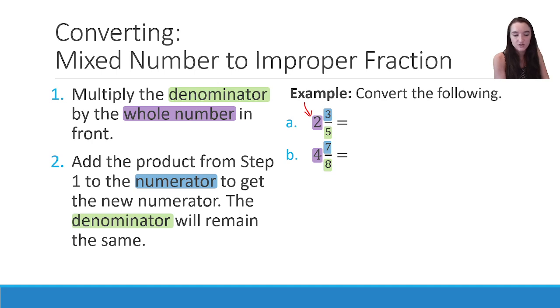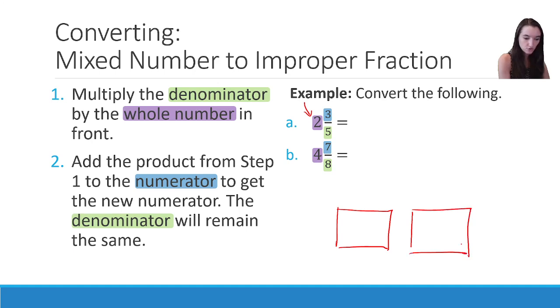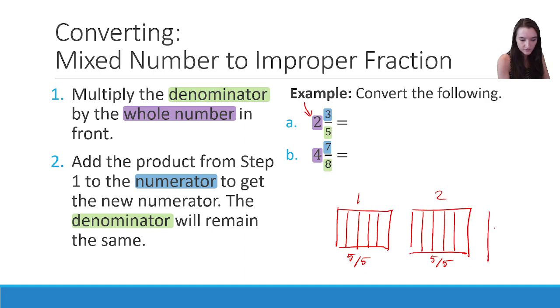We can actually figure this out visually first. I've got two boxes, 1, 2, and I'm going to split them into fifths. So how many fifths total is this? This is 5/5, and this is 5/5. And then we actually have 3 more fifths.